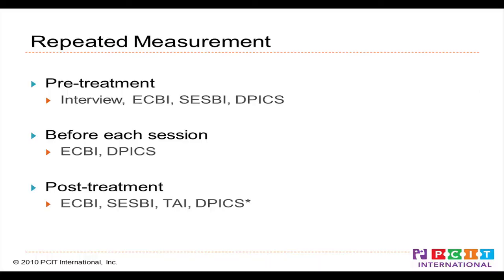And then in almost every session, we do a DPICS observation to get a sense of the parent-child interactions and what skills we want to be working on mostly that session. At the end of treatment, we want to get a measure of where the ECBI is, where the child's behavior is, and if there's been any change in school functioning, if there were problems to begin with. The TAI will be our measure of consumer satisfaction, so how satisfied the parents are with the content and the process of treatment. And then also, in research studies in particular, getting a post-treatment DPICS, so we see what compliance rates are like relative to pre-treatment, what the rate of positive verbalizations is, and so on.